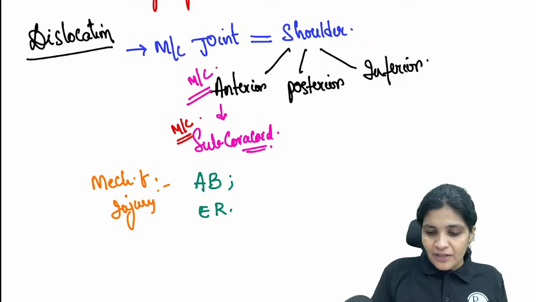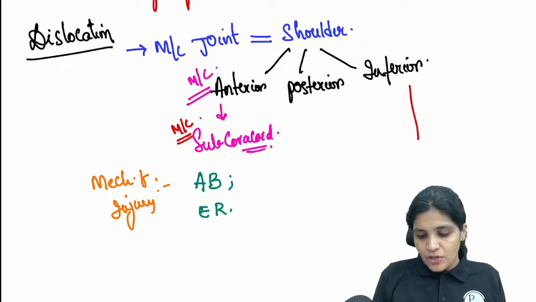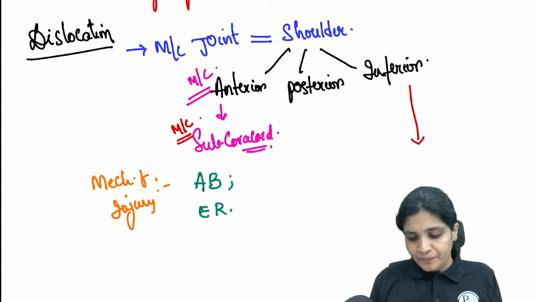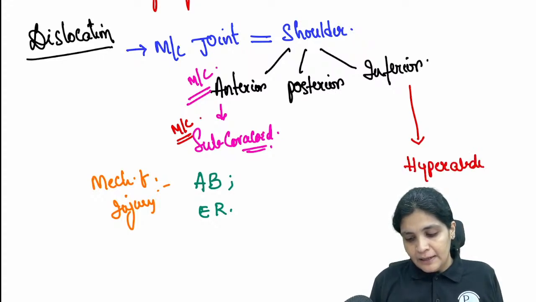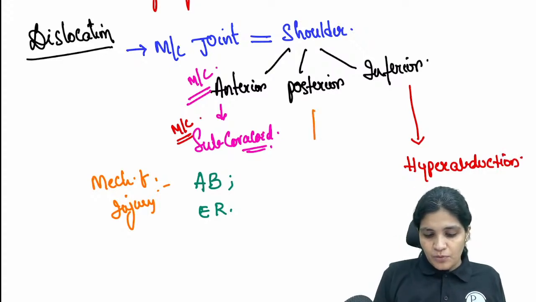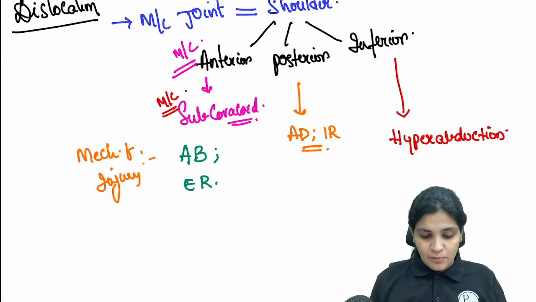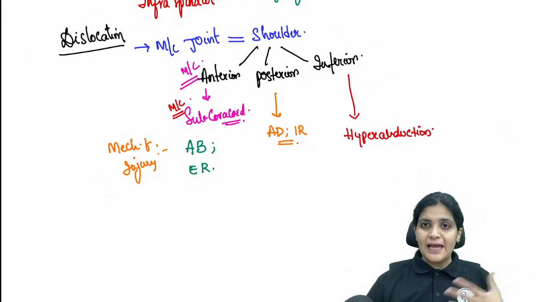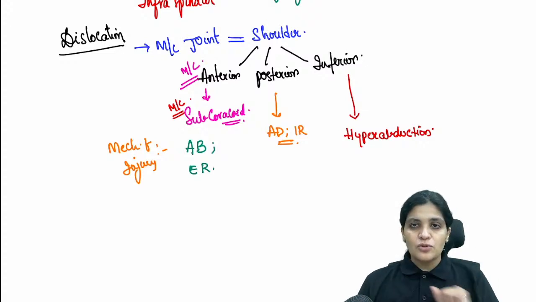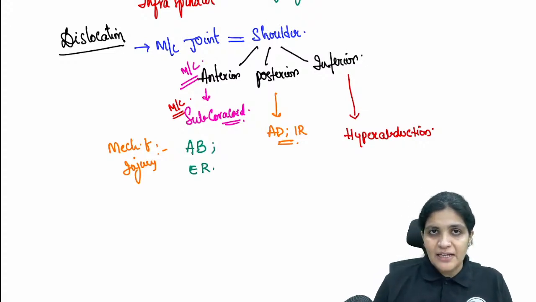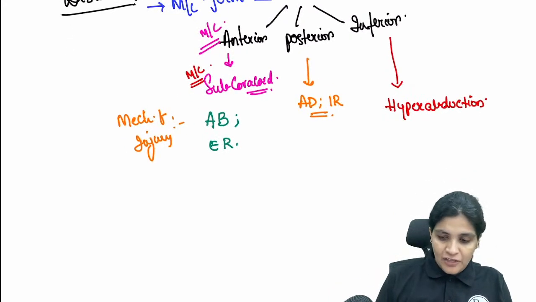And for inferior, I have already told you. So what is the mechanism here? It is hyperabduction, right? And for posterior, it would be adduction and internal rotation, right? So these are the mechanisms of injury by which the injury occurs, and this will result in the respective dislocation.